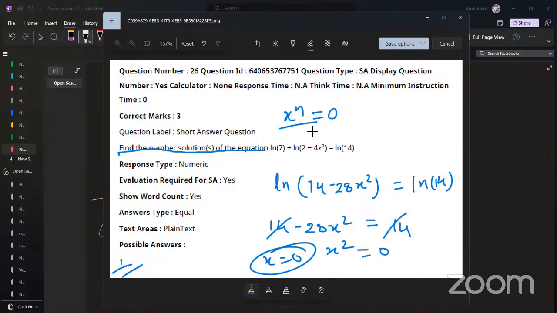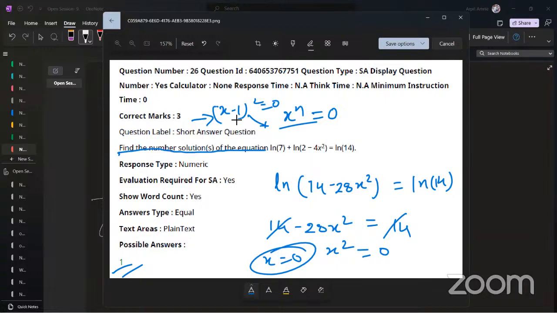But sometimes, let's say for example, (x minus 1) whole to the power 2 equals 0. It is a quadratic equation. So what will we say? We will say this equation has one solution and that solution repeats 2 times. We will not say this equation has 2 solutions.